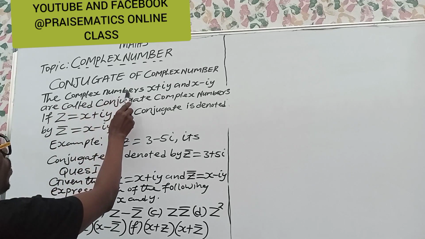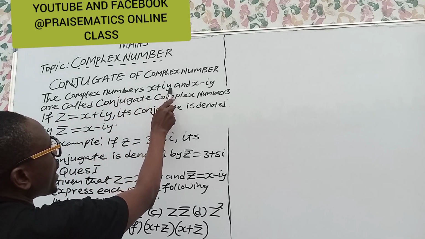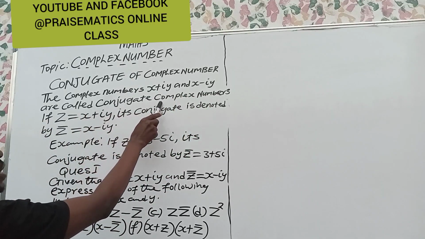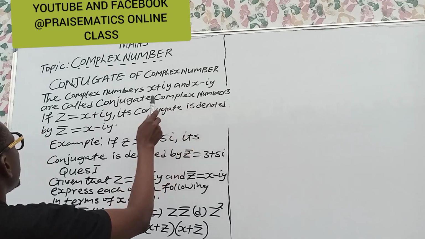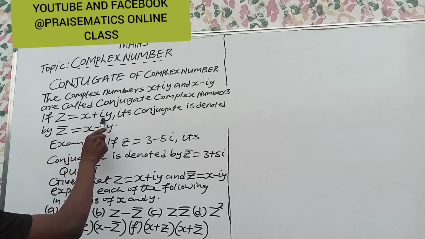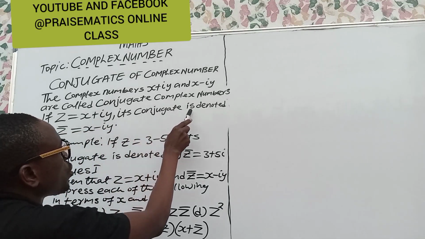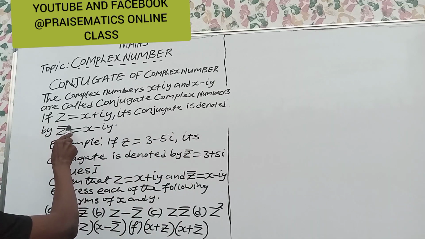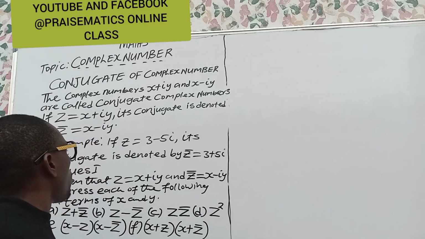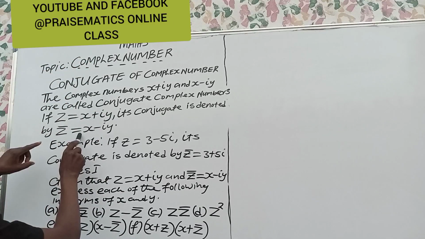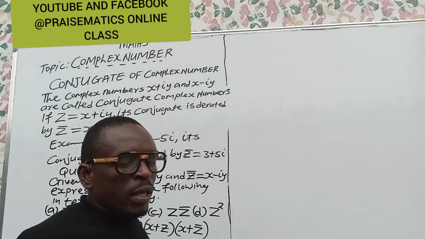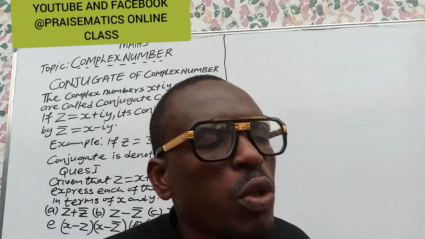The complex numbers x plus iy and x minus iy are called conjugates of each other. If the complex number z is equal to x plus iy, its conjugate is denoted by z bar, or some textbooks say z prime. But this one says z bar. So z bar is equal to x minus iy.